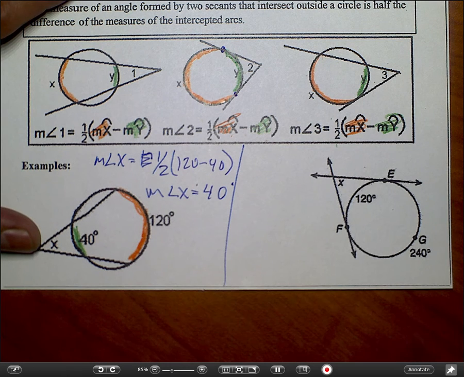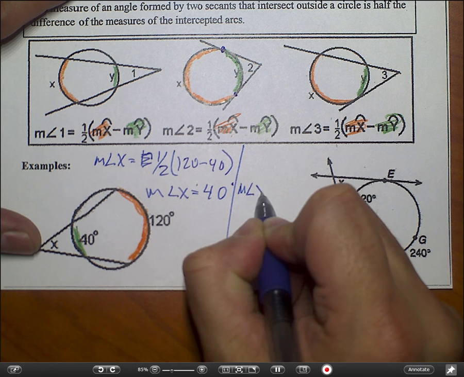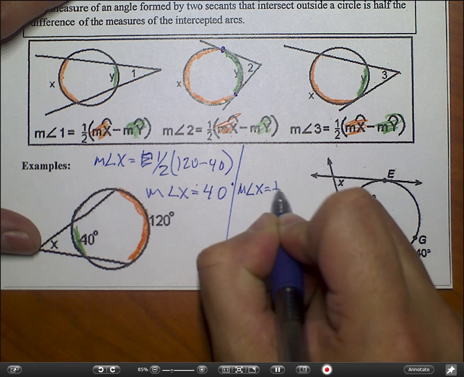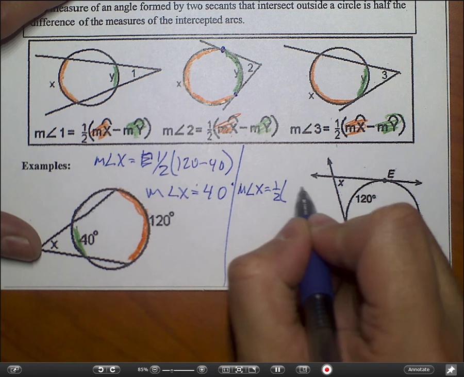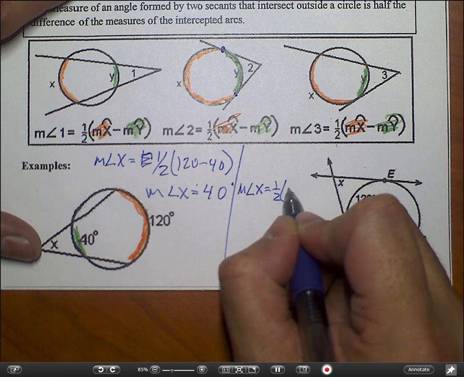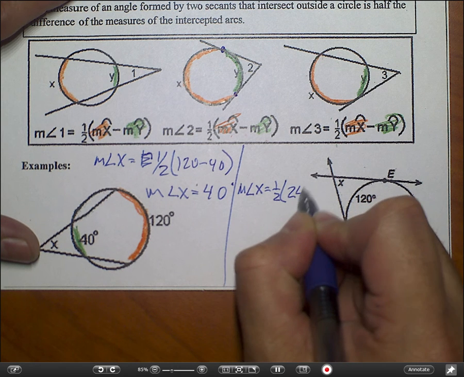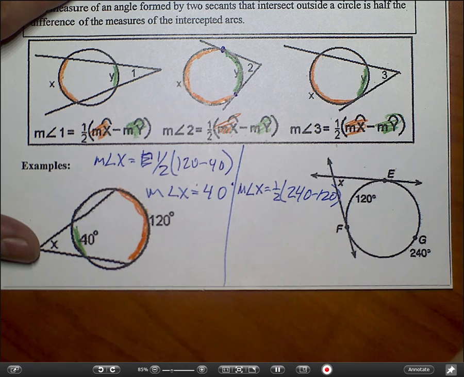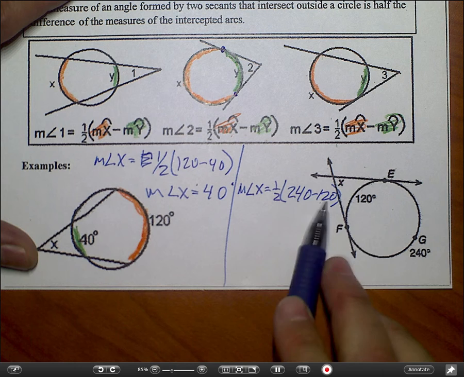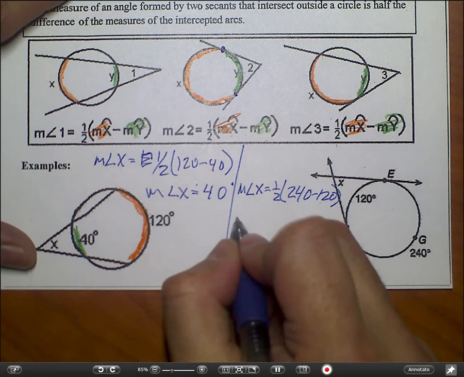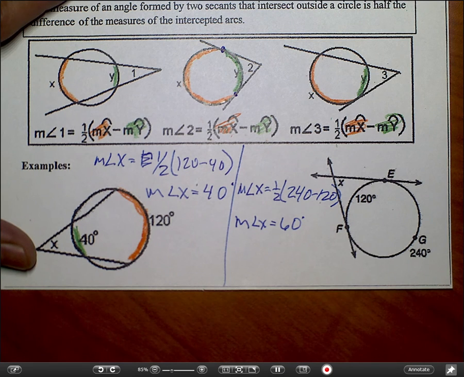Okay, let's see how we're setting this up. Measure angle x equals 1/2 times what? Go ahead, Tony. 240 minus 120. Okay, so 240 minus 120 is how much? 120. What is half? 60. Measure angle x is 60 degrees. Very good.